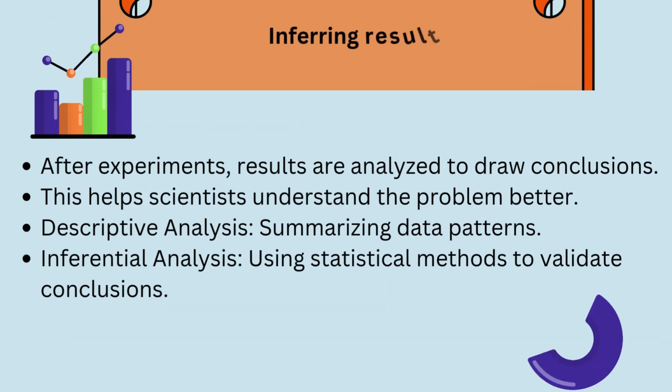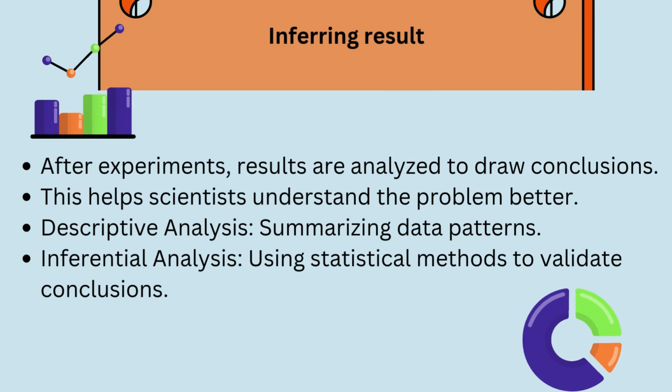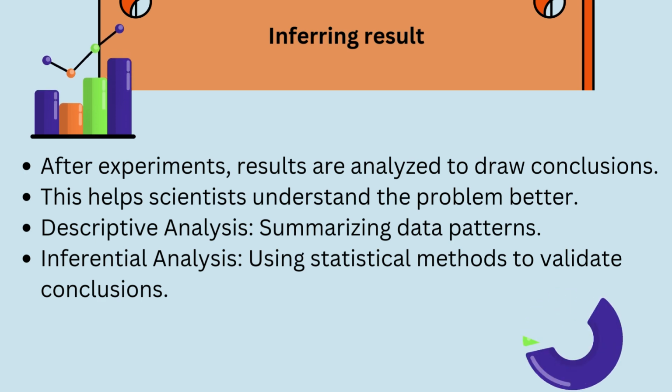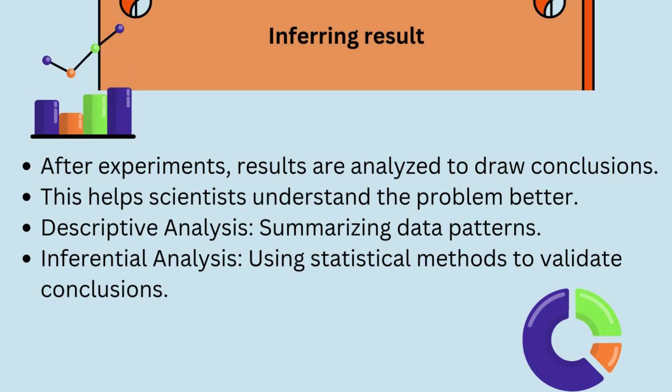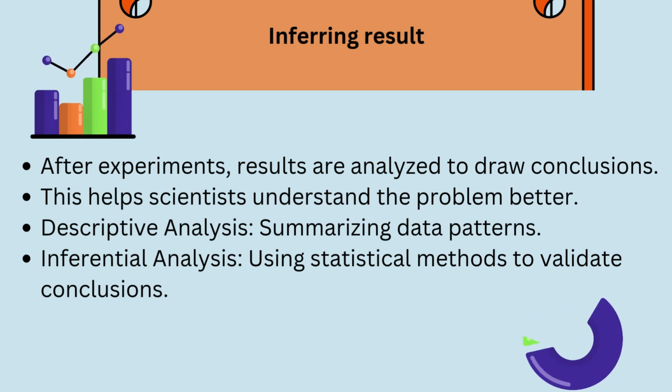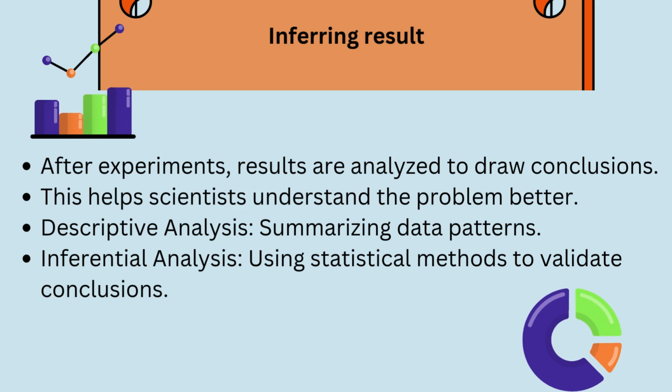The biologist gathers actual quantitative data from the experiments. This data is arranged to draw results. Results are analyzed to draw conclusions. This helps scientists understand the problem better. Analysis is of two types: descriptive analysis, summarizing data patterns, and inferential analysis, using statistical methods to validate conclusions.